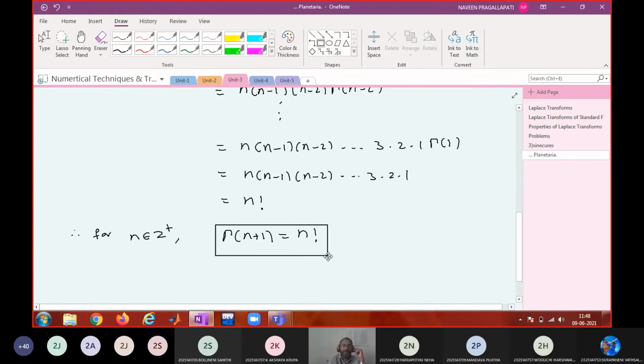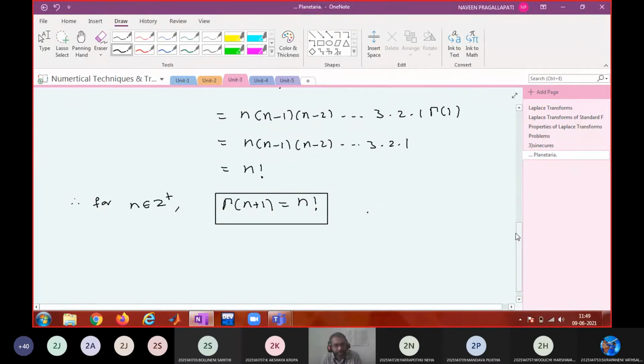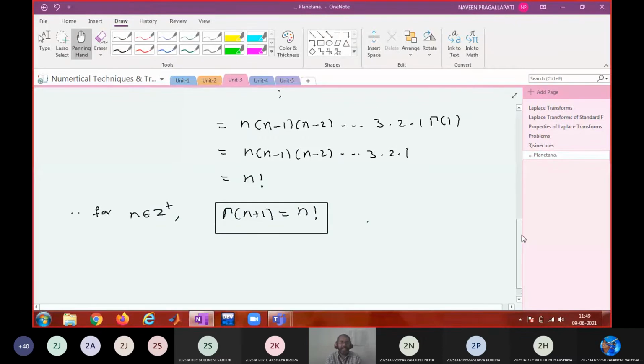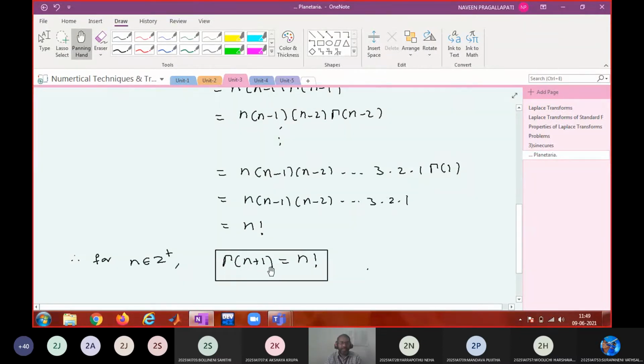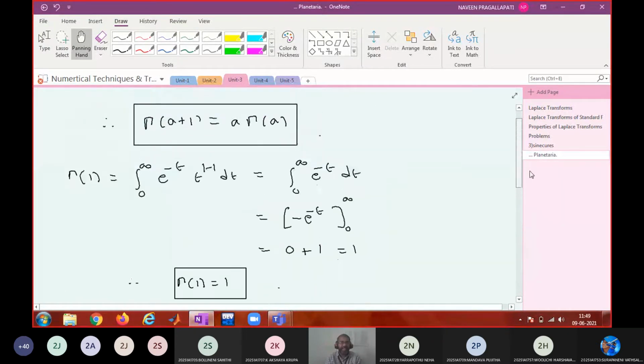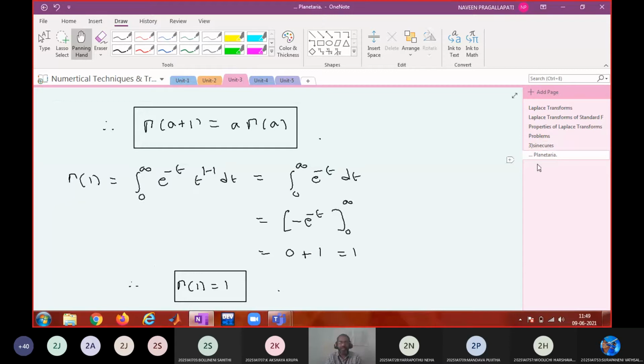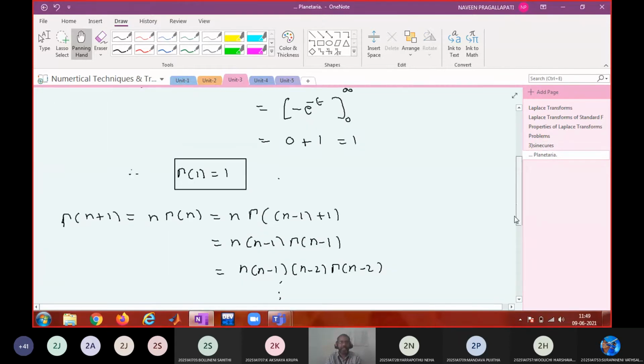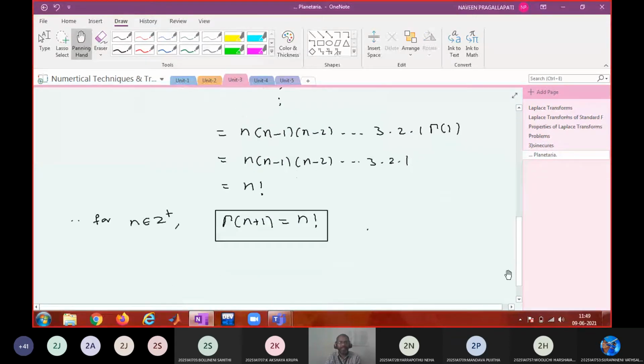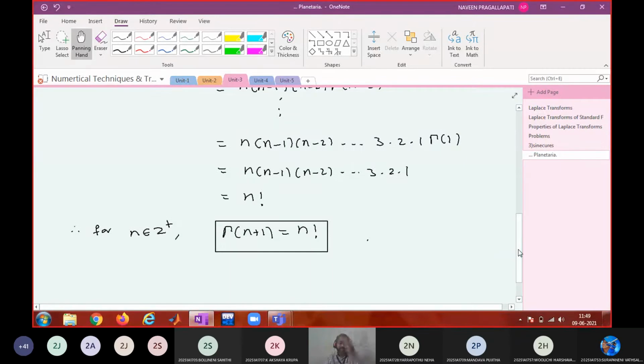So what is gamma of 3? 2 factorial. Gamma of 10? 9 factorial. Okay, like that. So can you see that this gamma function is an extension to the factorial function? Factorial is defined only for natural numbers, but gamma is defined even for real numbers also. The gamma function is an extension to the factorial function.